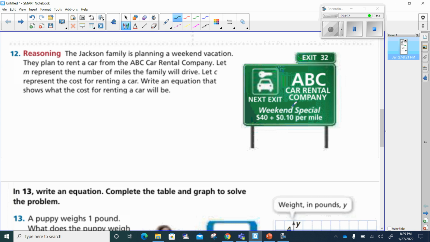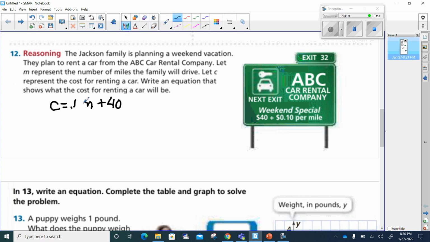Well, the weekend special here, and they are planning for a weekend vacation, is 40 plus 0.10 per mile. That tells me, C represents the cost. So the cost will be equal to, M represents the number of miles, so this would be 0.10 times M plus 40. That would be the equation I would use. Now, we didn't have to put the 0 here because 0.1 and 0.10 is the same thing, really.